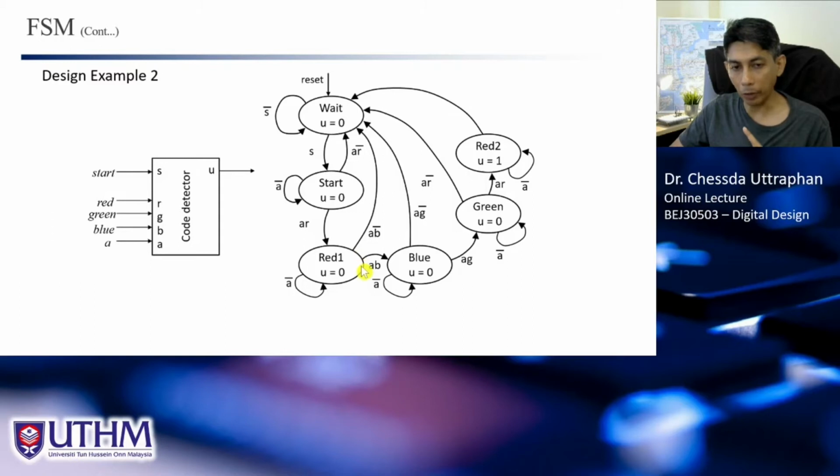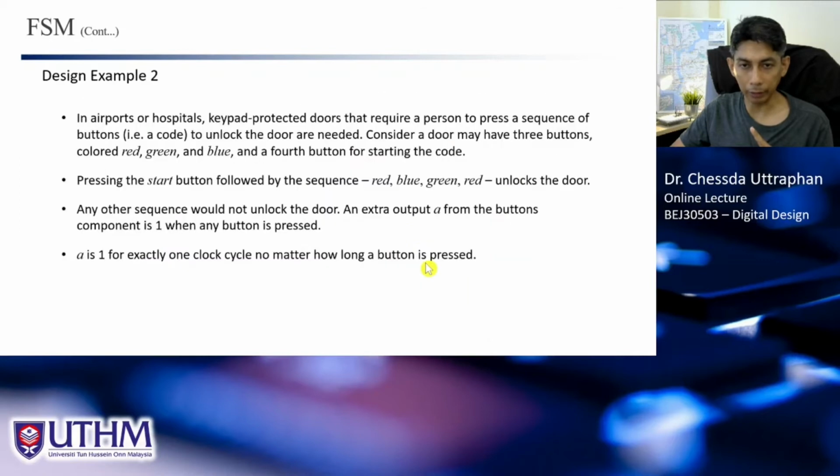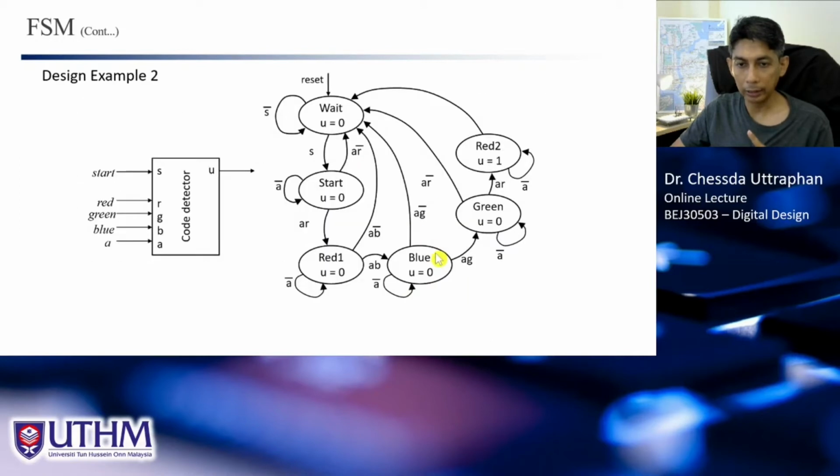But if A equal to 1 means that you press already, but whether you press the correct one or not. If you press the correct one, which is B equal to 1, so AB, we go to the next state. But if you press other than blue, means that B bar, you need to go back to the wait state. It means that the sequence is wrong already. But if correct, blue equal to 1, so you go to the blue state. Again, at the blue, we will wait for one button to be pressed, which is the green one.